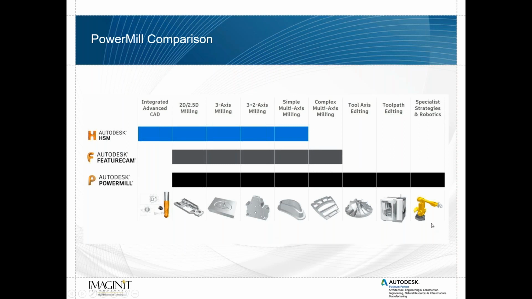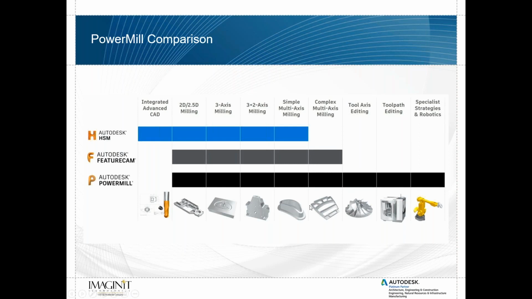So when you get into the multi-axis machining, that's where you're going to really be able to take advantage of PowerMill. When you get into complex multi-axis, tool axis editing, quick toolpath editing. So if you need to just remove a segment of your toolpath, you can do that without having to regenerate. And then if you are considering upgrading to some robotics, you can do robot programming as well.